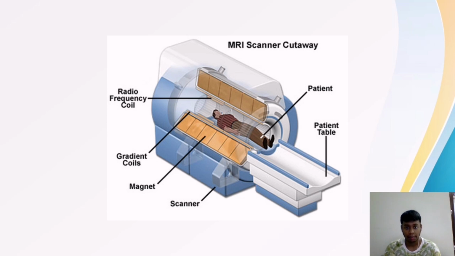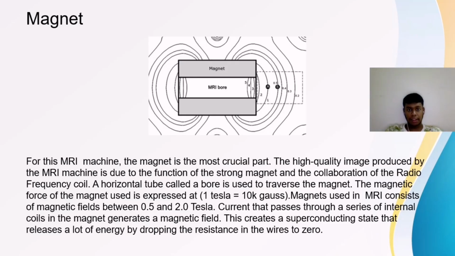There are 5 components in this machine. First is the radio frequency coil, gradient coils, magnet, scanner, and patient table. For this MRI machine, the magnet is the most crucial part. The high quality image produced by the MRI machine is due to the function of the strong magnet and the calibration of the radio frequency coil.